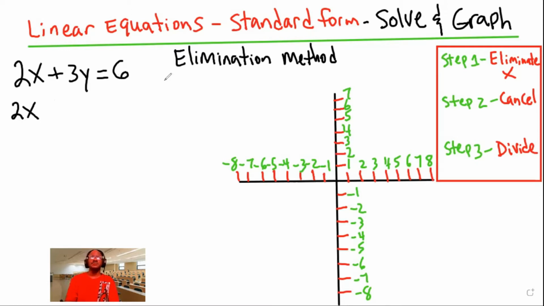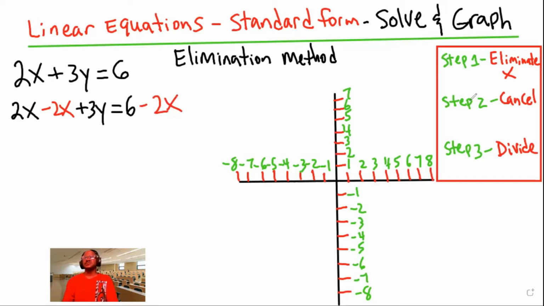It's the same as doing this. 2 minus 2, we know is 0. So we have to add the opposite in order to get rid of it. So let's go ahead and do that. We have minus 2x. Then we have plus 3y equals 6. And then we have the minus 2x over here.